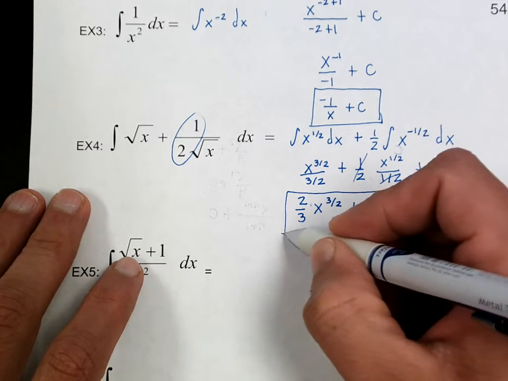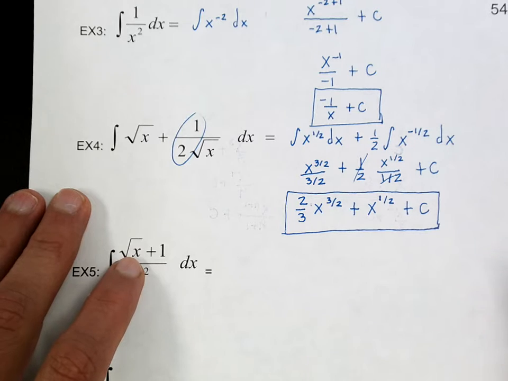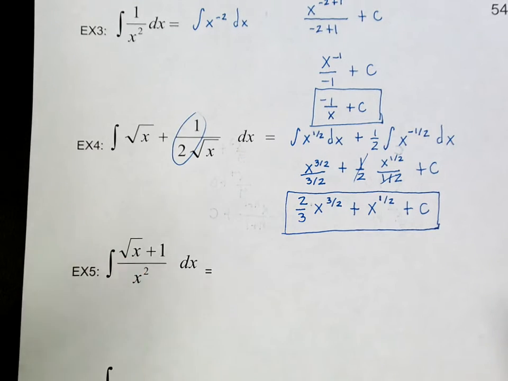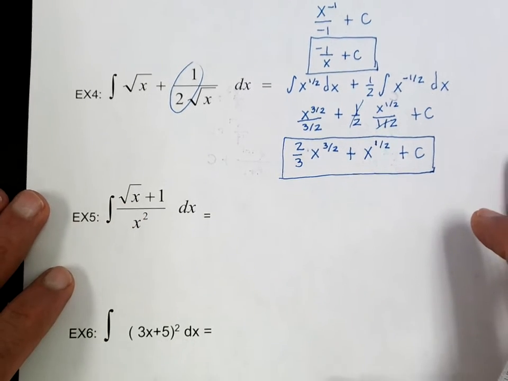Again, in general, if we're doing this, you don't want to leave any negative exponents. If you have any negative exponents, make sure to simplify further.